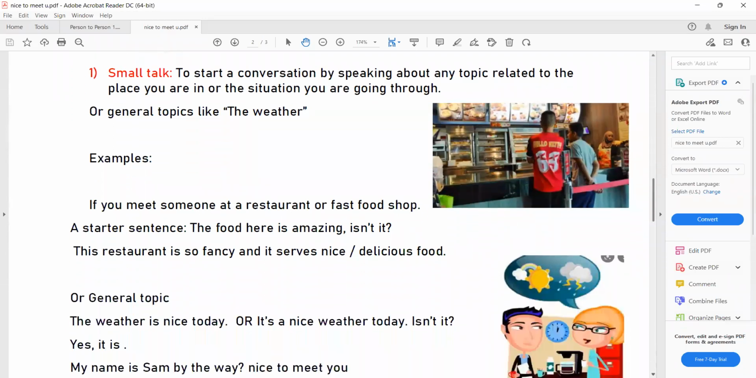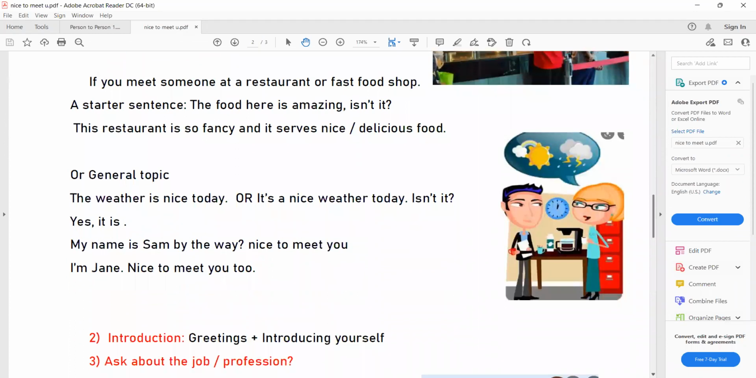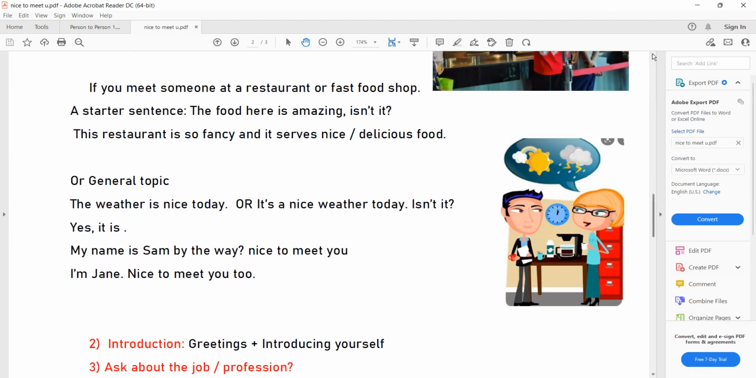Okay, so here we have an example. If you meet someone at a restaurant or a fast food shop or a cafeteria, you can start the sentence by saying, the food here is amazing, isn't it? For example, the restaurant is so fancy and it serves nice or delicious food. So you are speaking about something related, connected to that place you are in, okay?